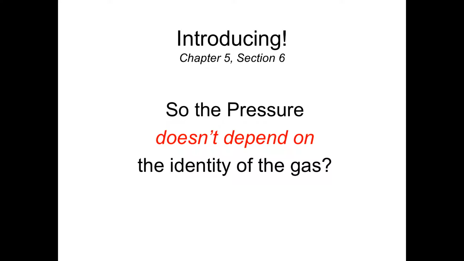So, what are we talking about here in Chapter 6? Wait, the pressure doesn't depend on the identity of the gas? Are you serious? Do you mean to tell me that PV is equal to nRT, right? That has nothing to do with the gas. We never say the pressure of helium, right? It's simply the pressure and the volume, the moles, R and T. These are all independent of the identity of the gas. This is what section 6 is about.